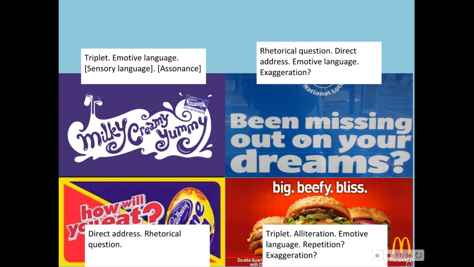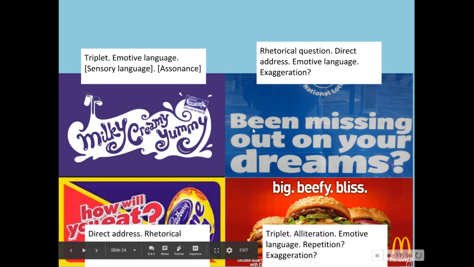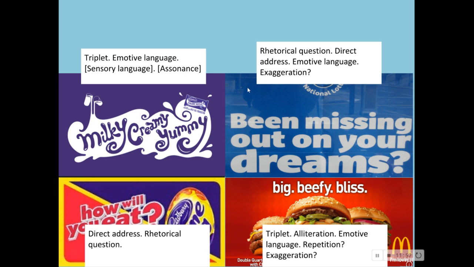This one here for the lottery is a rhetorical question. It's also a direct address with "your," and is emotive language, talking about dreams. And it could maybe be called exaggeration too, because it's kind of implying that playing the lottery will help you achieve your dreams. For the Cadbury cream egg in the bottom left, that's a direct address and a rhetorical question. How will you eat yours? Direct address, question mark, rhetorical question.